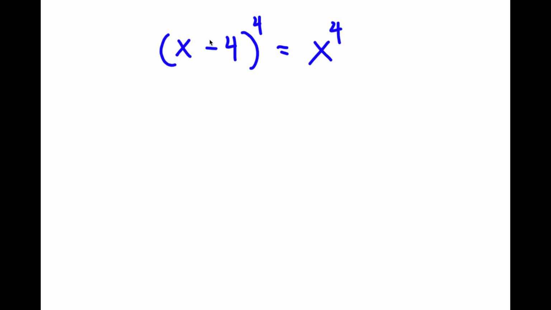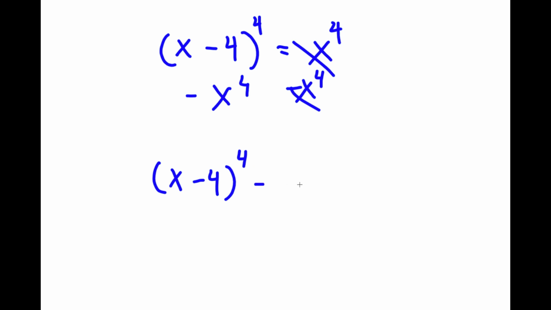Alright, so in this problem, I have (x minus 4) to the power of 4 is equal to x to the power of 4. So the first thing I'm going to do is subtract x to the power of 4 on both sides. So then these two cancel out, and I have (x minus 4) to the power of 4 minus x to the power of 4 is equal to 0.